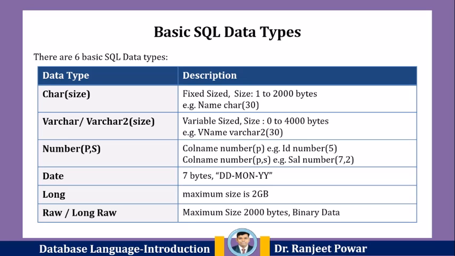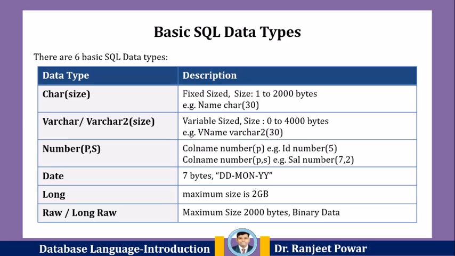The next type is date. The date data type is used to store date and time in a table. In Oracle, it requires 7 bytes to store a date value. The default format is DD-MON-YY. And to view the system date, we use the sysdate function, which is an SQL function.